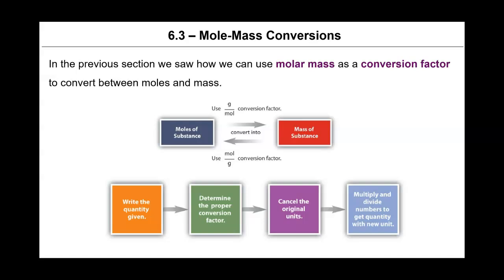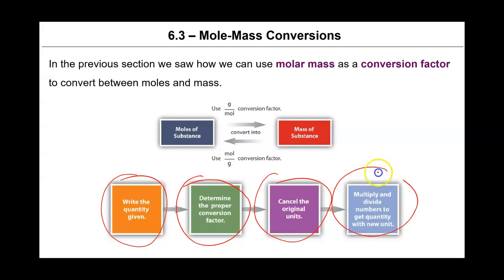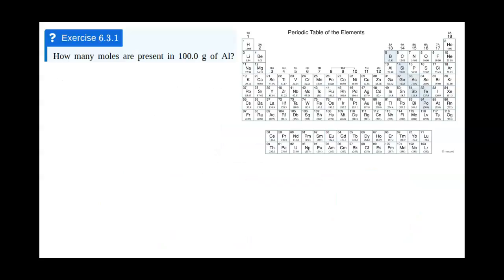Pretty much what we're going to do is follow the procedure that we always do when we're doing a conversion. We're going to write what we're given, could be our moles of A or grams of A. We're going to look at our units there and decide upon the proper conversion factor to achieve the conversion that we want. We're then going to cancel the units where possible, and finally we'll put all of our numbers into the calculator to get the new number with the correct units.